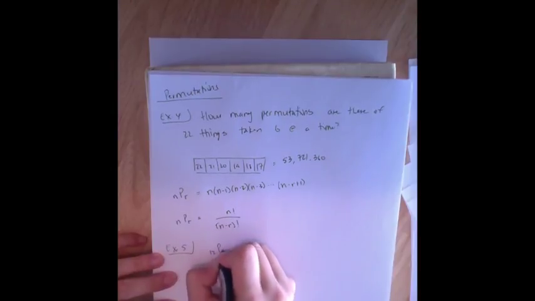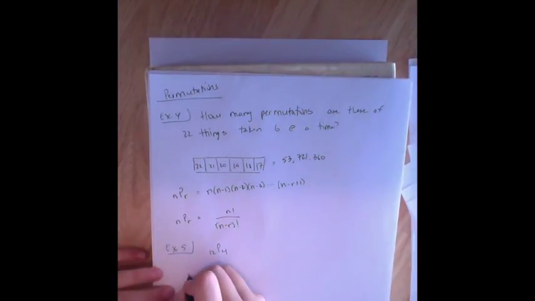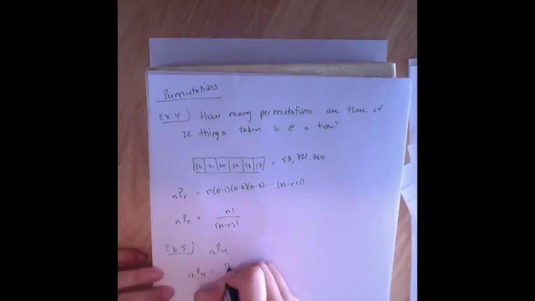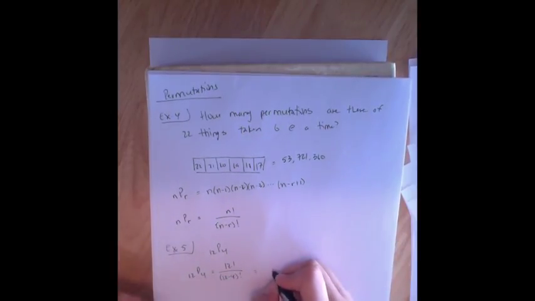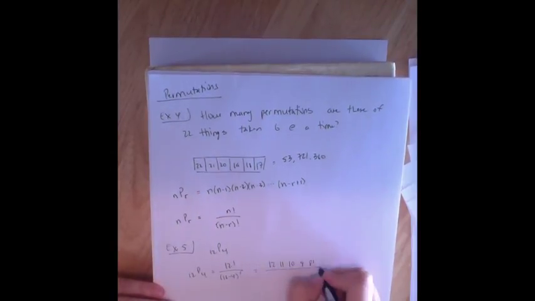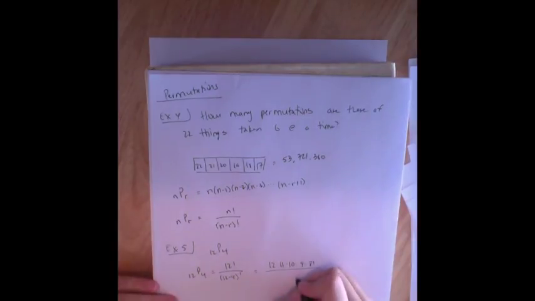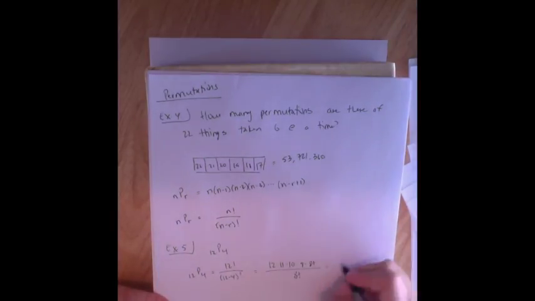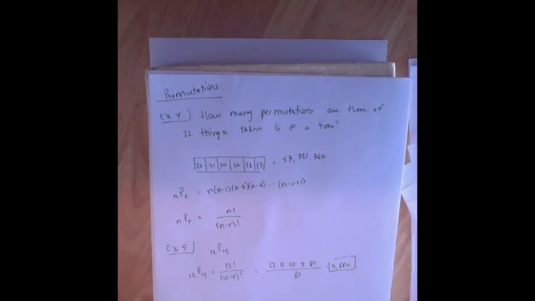Let's find 12P4. So for 12P4, we get 12 factorial over 12 minus 4 factorial. So 12 factorial, I have 12 times 11 times 10 times 9 times 8 factorial, over 12 minus 4 factorial, which is just 8 factorial. If we cancel these, I get 12 times 11 times 10 times 9, which gives me 11,880. All we have to do is plug it into our formula.